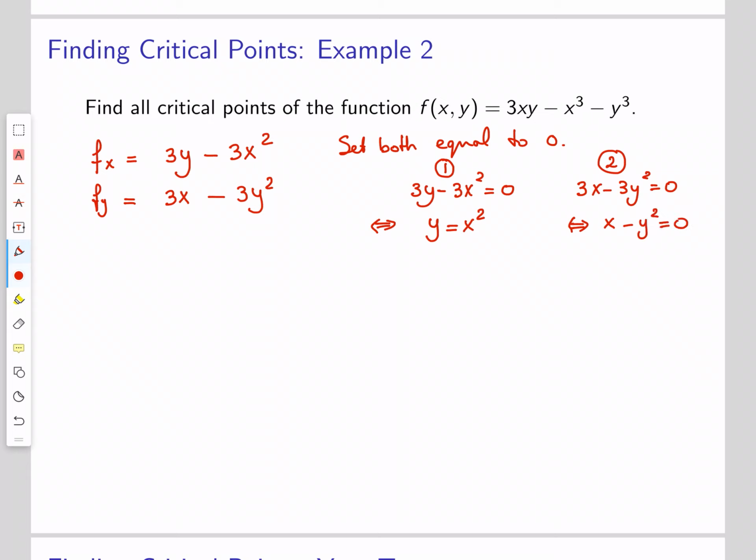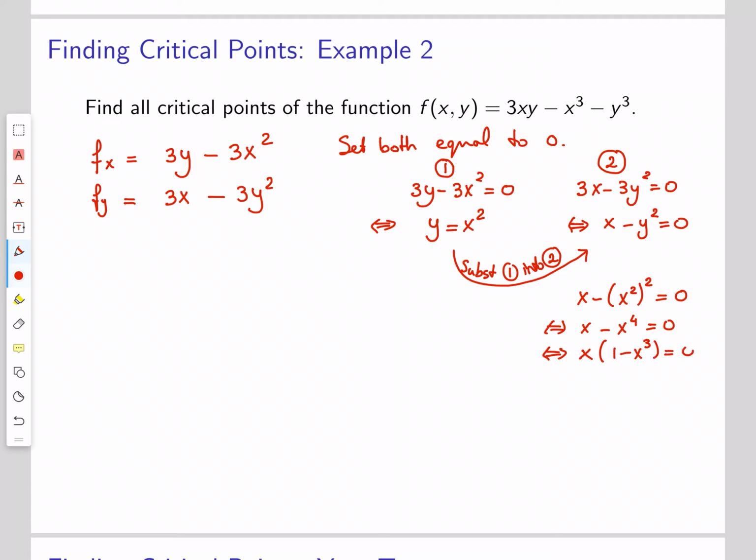Now these two equations need to be satisfied simultaneously. So what I'm going to do is substitute y equals x squared into 2. So I'm going to substitute 1 into 2. And then that second equation reads x minus, now y is x squared, all squared, is equal to 0. So that's equivalent to x minus x to the fourth is equal to 0. And I'm going to factor out an x. So x times 1 minus x cubed is equal to 0.